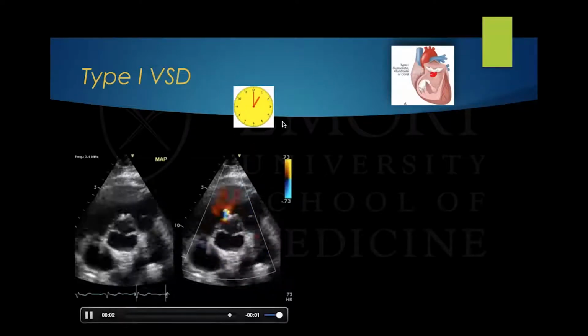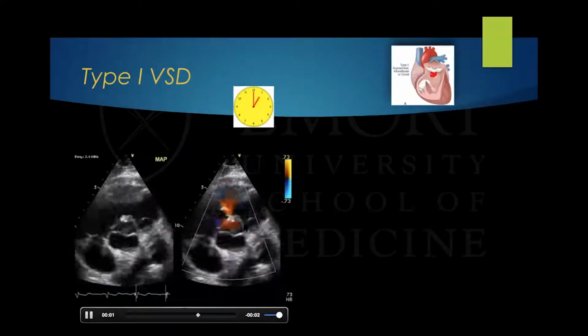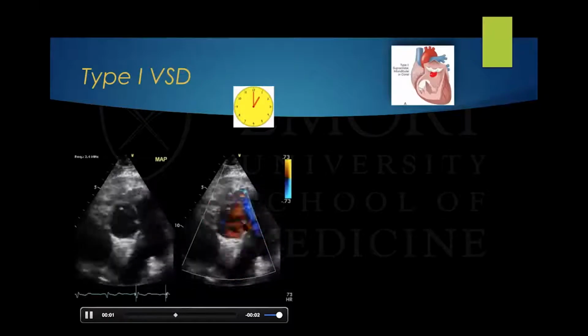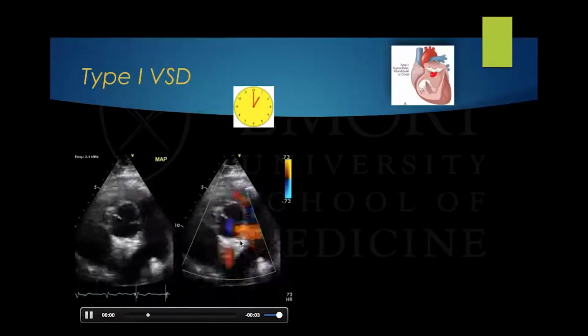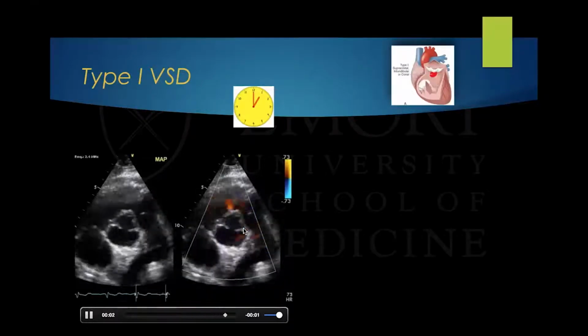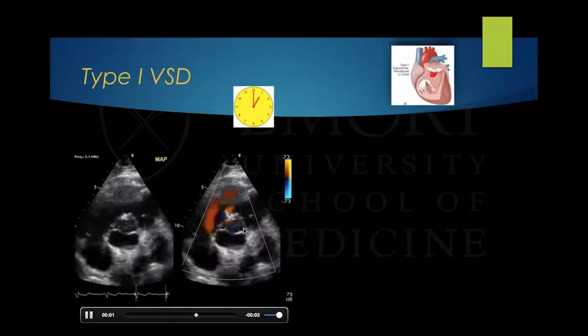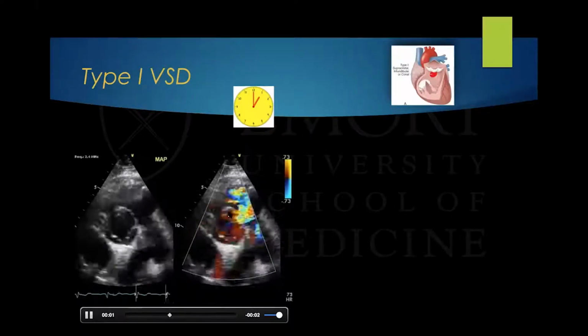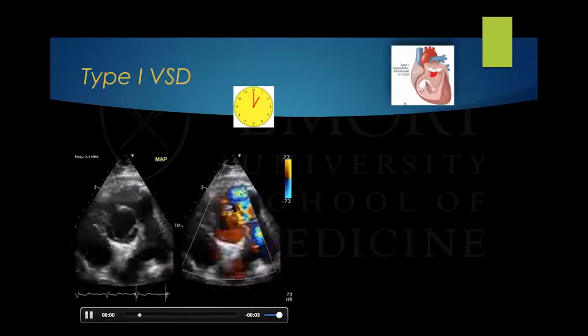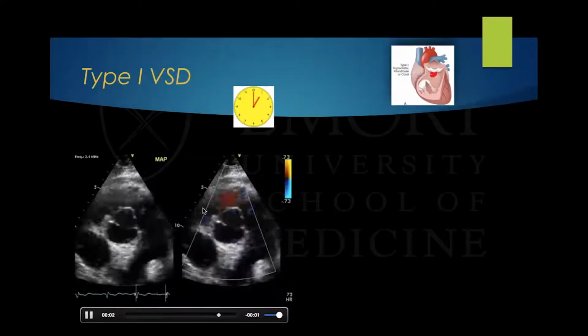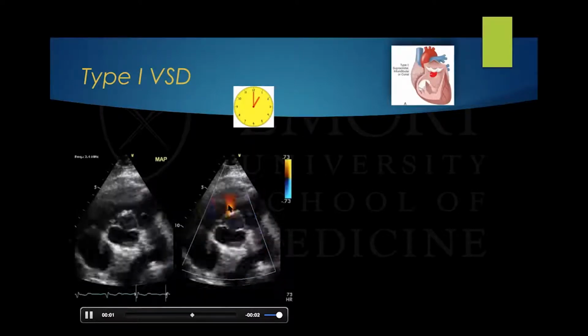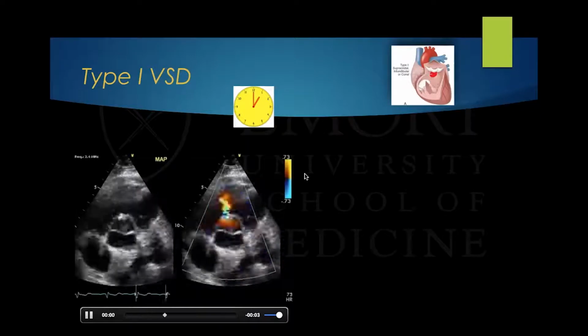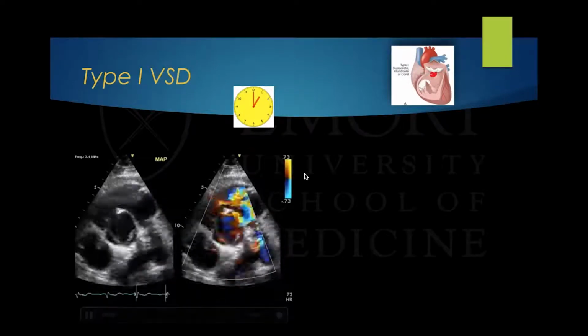I put the clock here because it's an easy way to differentiate a membranous from a type 1. So at the level of the base of the heart, of the aorta, between the LVOT and the aorta, you're going to start to see that the defect is closer to the outflow tract than the inflow of the right ventricle. So this is a type 1 or outlet VSD.